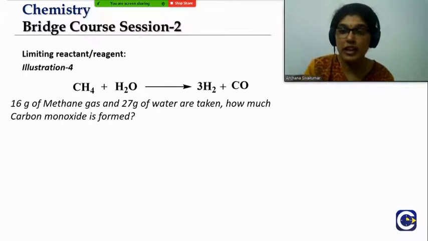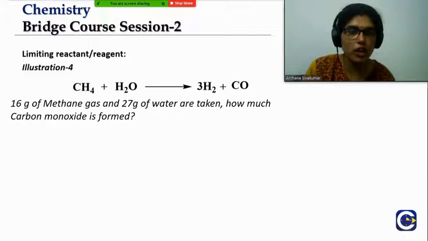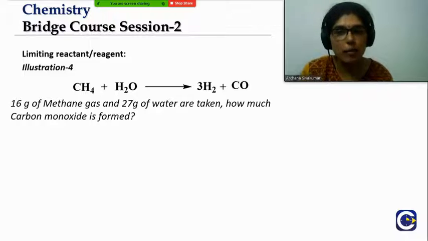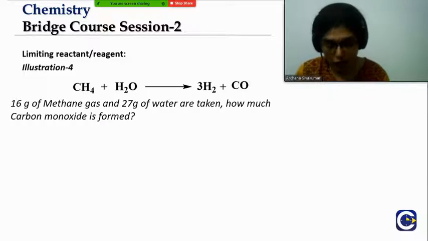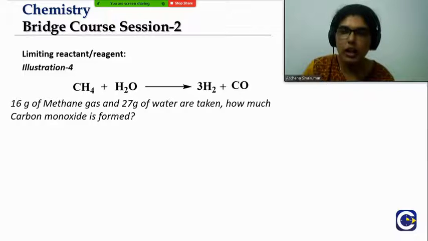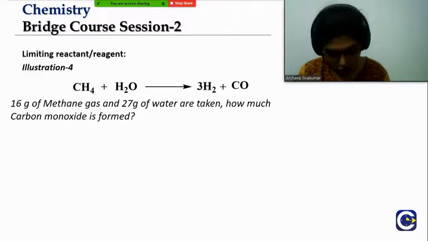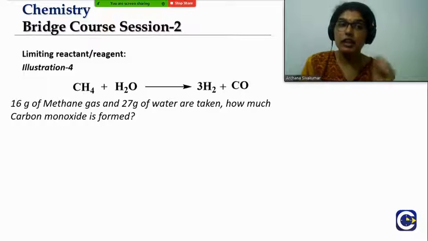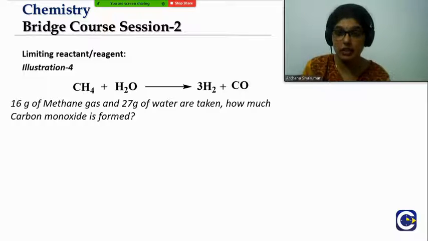Now let's look at an example. We'll use the same reaction: methane reacting with water to give hydrogen gas and carbon monoxide. So how do we do this? We have to find out, if the water was not given... there are 2 reactants given here. That means if 2 reactants are given, one should function as the limiting reagent, and the other as the excess reagent.